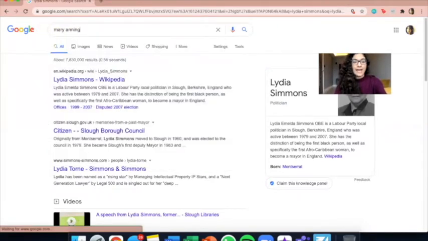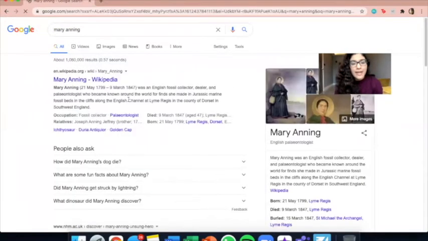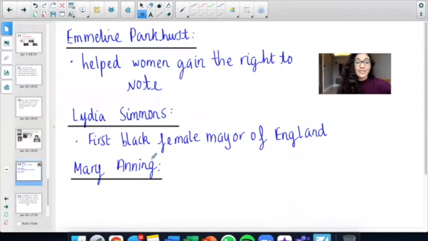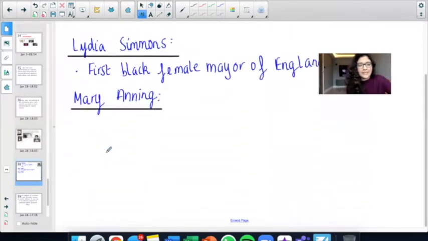Mary Anning was an English fossil collector, dealer, and paleontologist who became known around the world for finds that she made in Jurassic marine fossil beds in the cliffs along the English Channel. Okay, so I'm going to say that Mary Anning is or was an English paleontologist. That is someone who looks at bones of ancient animals. So, fingers crossed I get this spelling correct.